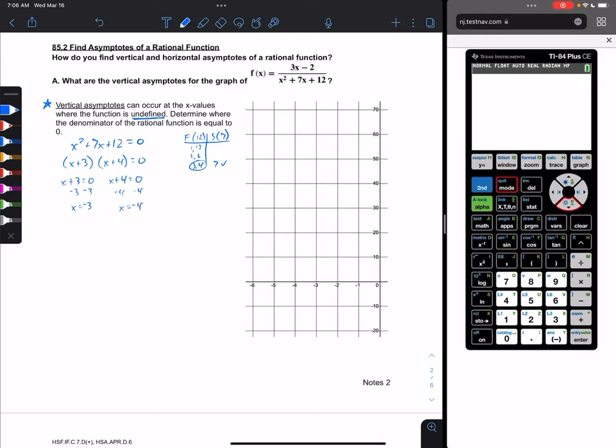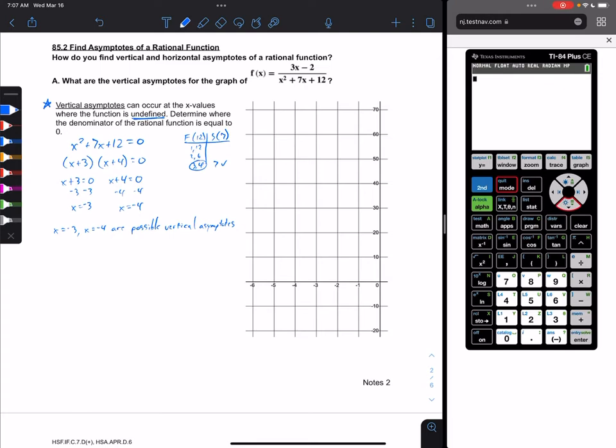So these two here, x equals negative 3, x equals negative 4, are possible vertical asymptotes. Now we'll get into more detail later about when they're possible but don't actually work. Effectively, if they get canceled out by the numerator. That doesn't happen in this problem, so we don't have to worry about that at the moment. So the next thing you can do is graph this on the graphing calculator to see if in fact those are vertical asymptotes.